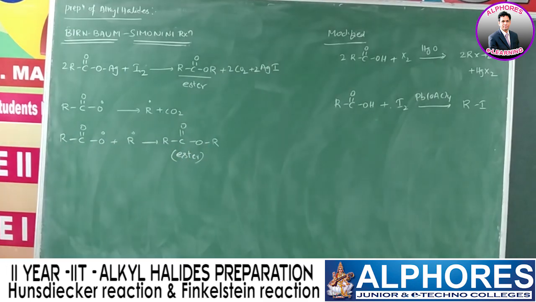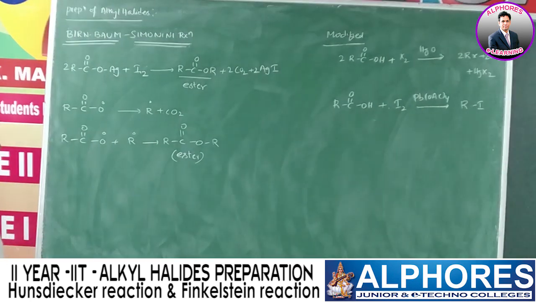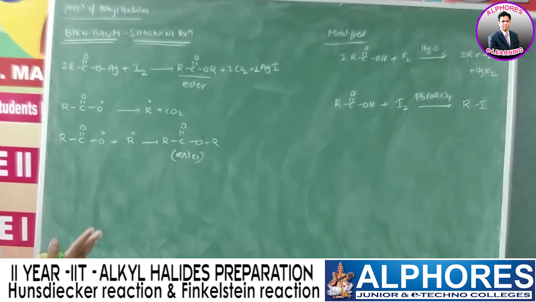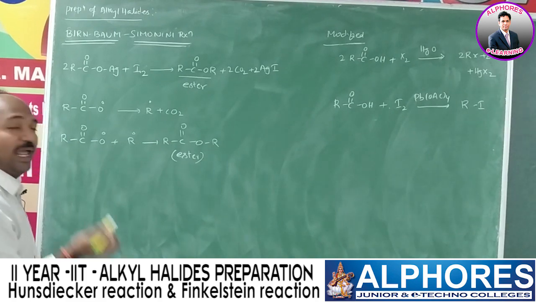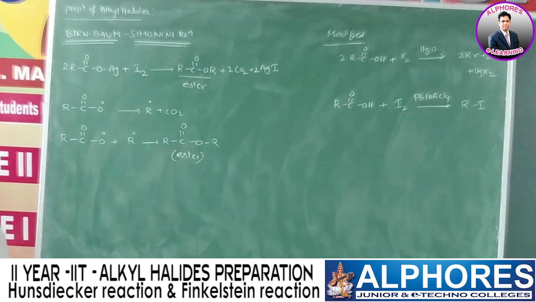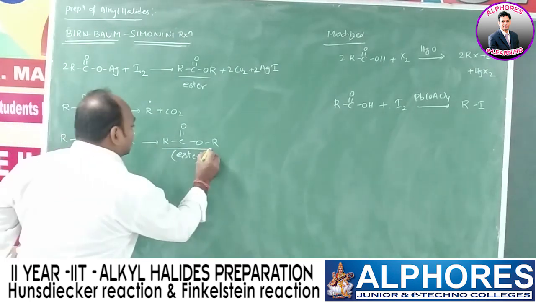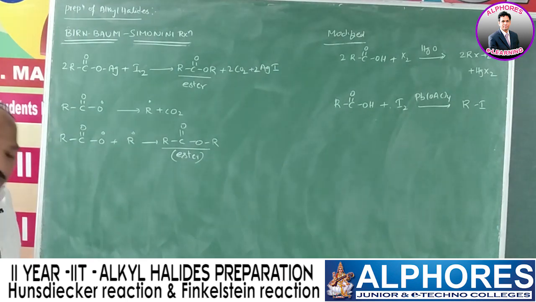So in this method, we cannot prepare any alkyl iodides. We can prepare only alkyl chlorides and alkyl bromides, whereas alkyl fluorides we cannot prepare, and alkyl iodides also we cannot prepare. If we try to prepare alkyl iodides, we are getting the final product as carboxylic ester instead of alkyl iodide. So we need to use a modified method.